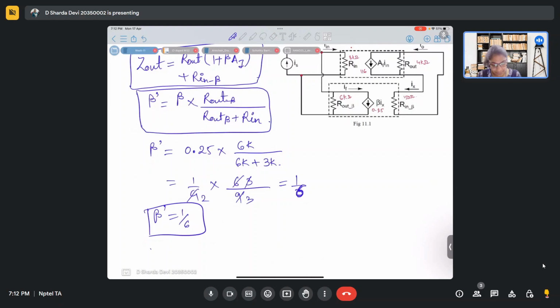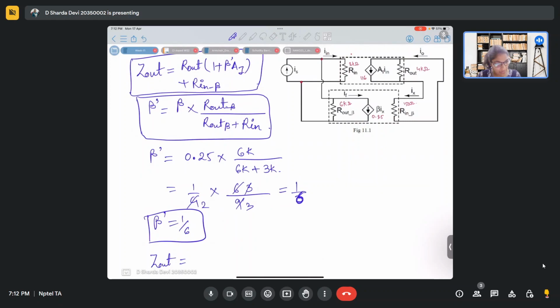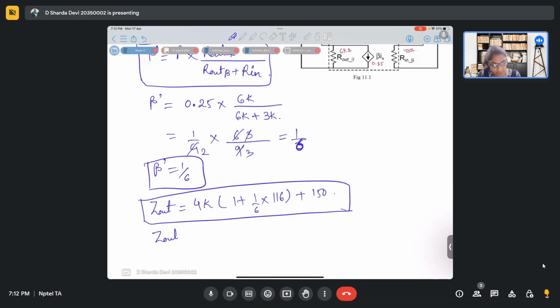So the resultant Z out's formula is R out 4k into 1 plus 1 by 6 into AI. So here the AI is the normal open loop gain 116 plus R in beta is 150. So this is what we'll get as the output impedance. So how much is the output impedance that we are getting?